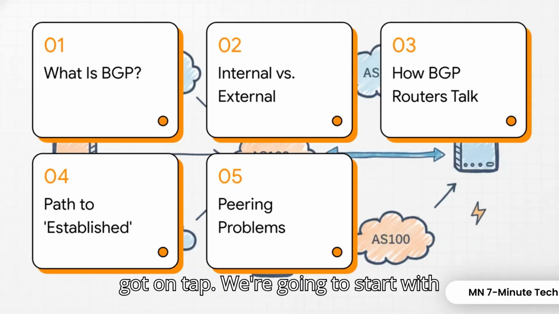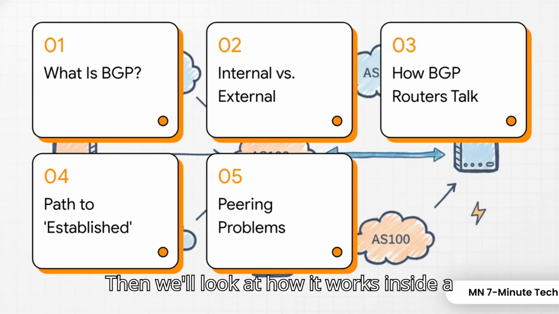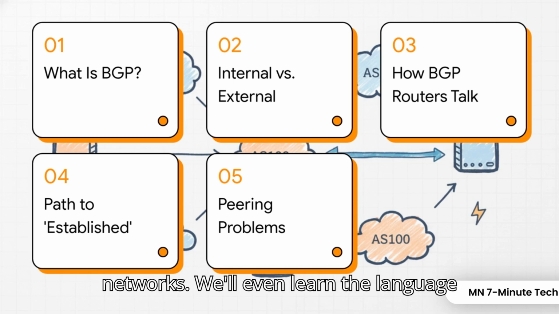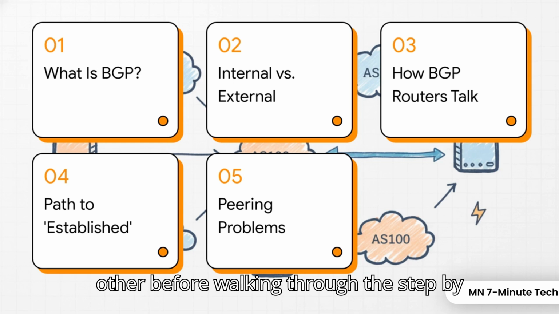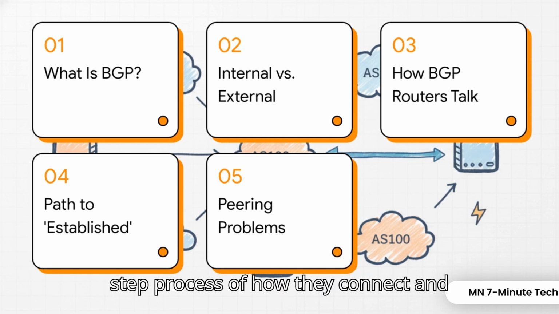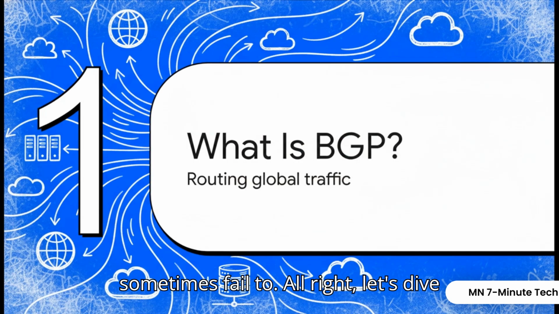So here's what we've got on tap. We're going to start with the absolute basics. What even is BGP? Then we'll look at how it works inside a big network versus between different networks. We'll even learn the language that BGP routers use to talk to each other before walking through the step-by-step process of how they connect, and, maybe most importantly, why they sometimes fail to. All right, let's dive right in.